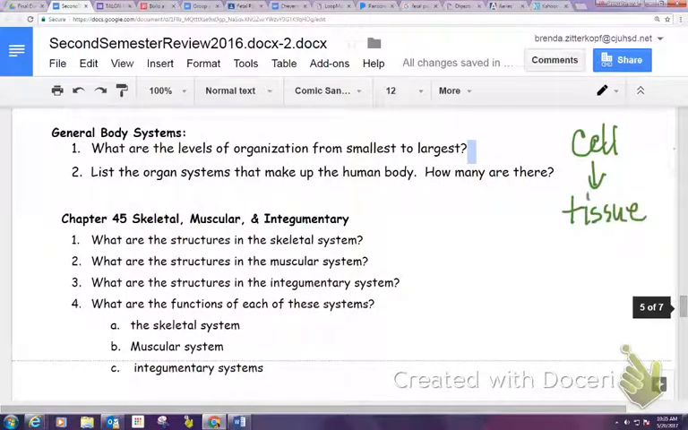In the body, there are four tissue types: epithelial, muscular, connective, and nervous. A group of tissues working together, organ. So an organ would be like the heart, the lungs, the liver, the stomach.